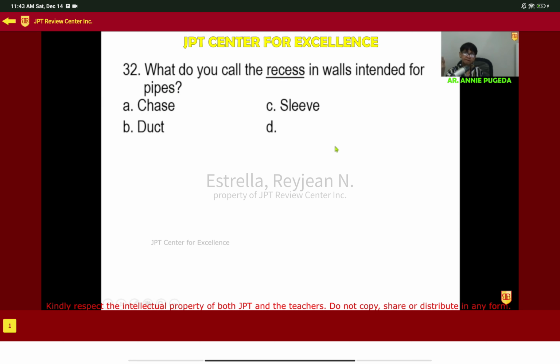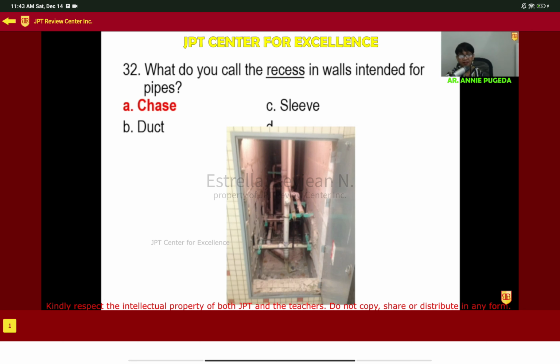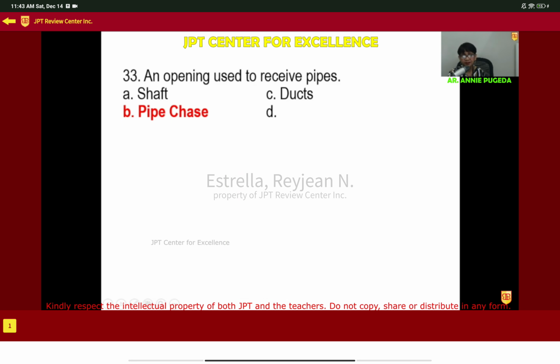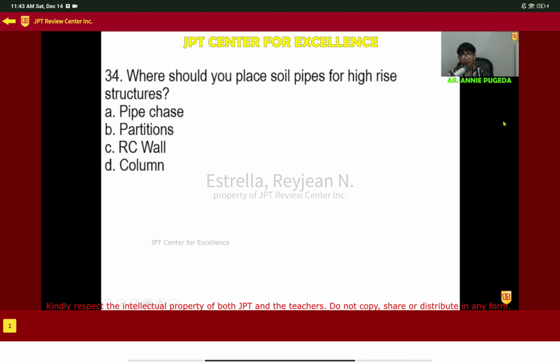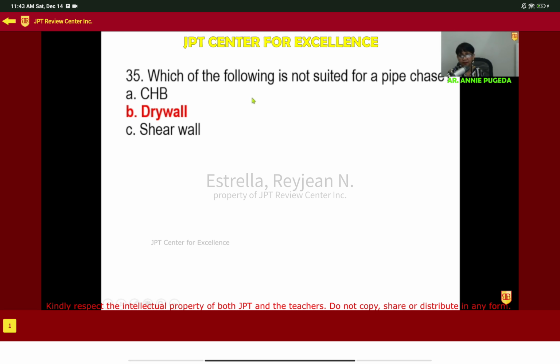Recess in walls. Ibig sabihin, pumasok, recess. Next. To receive pipes, steel pipe chase. Daming ganito sa pipe chase. Where should you place soil pipes for high-rise structures? Yung pipe chase. Okay? Nilagyan ko.